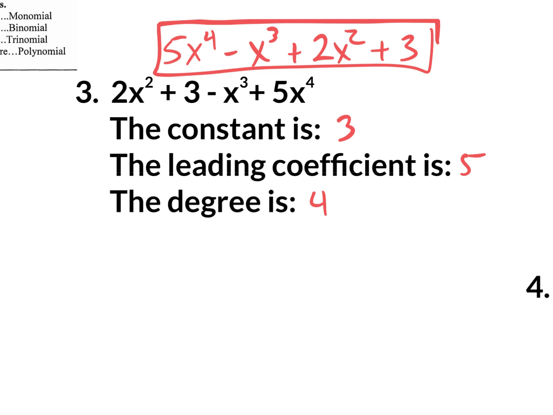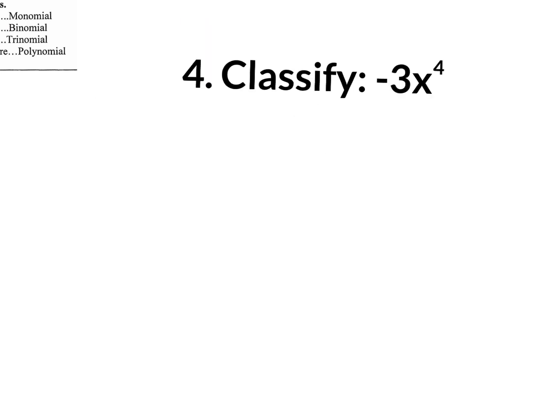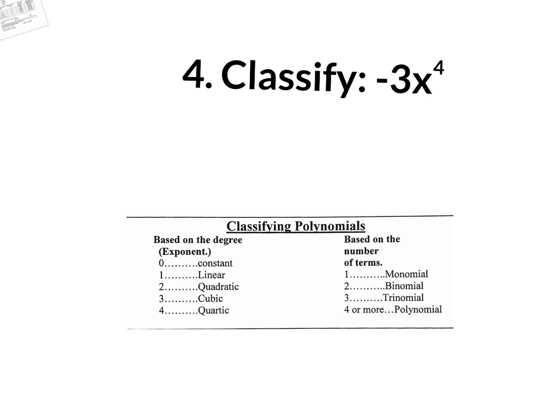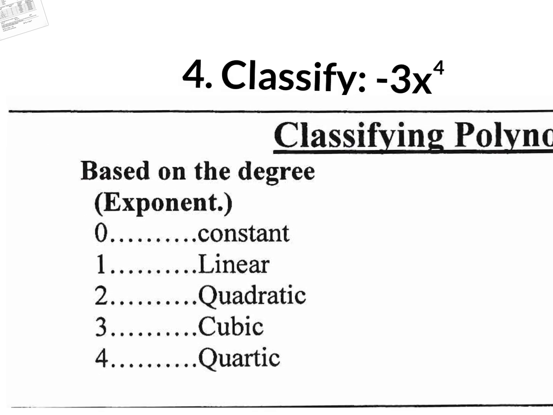Let's try the next question, number 4. Classify negative 3x to the 4th. And once again, you need to know these notes right here. First and last name, classifying. So what's the first name? It's based on the degree. So that degree is what?